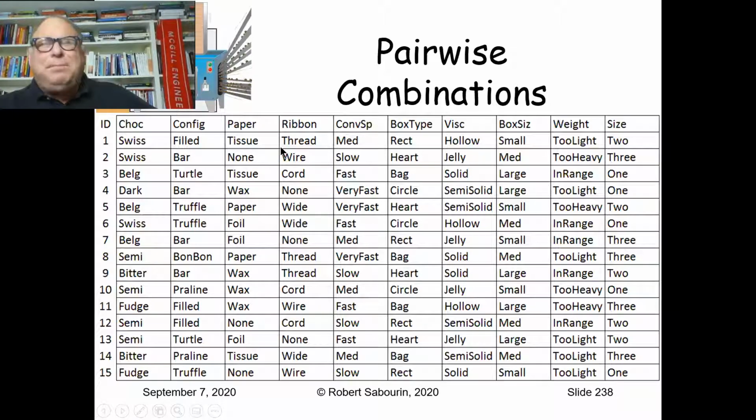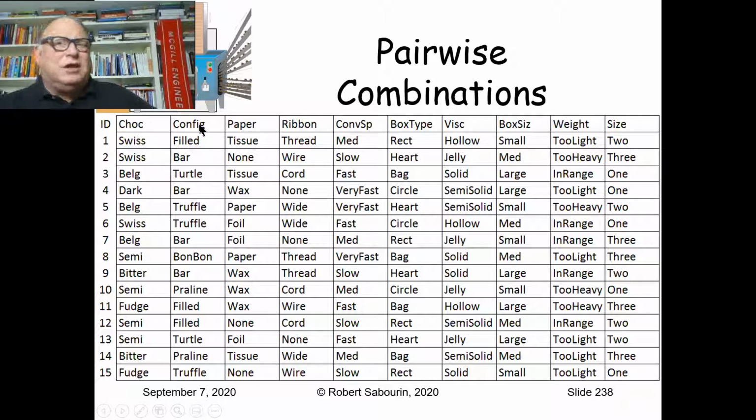So the output is a spreadsheet, and each row in the spreadsheet is a test case, and each column is a variable type. So chocolate, configuration, paper, ribbon, conveyor speed, box type, viscosity, box size, weight, and size. Those are all the variables. And then you'll see the tests going down here. And we have what is called a pairwise complete set.